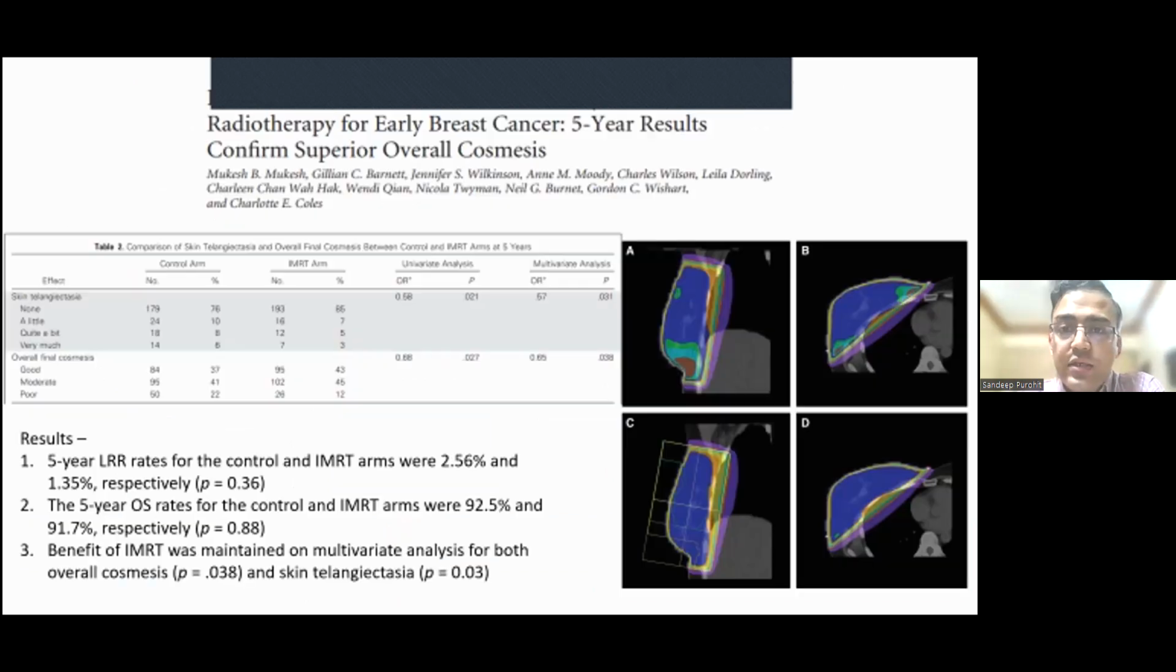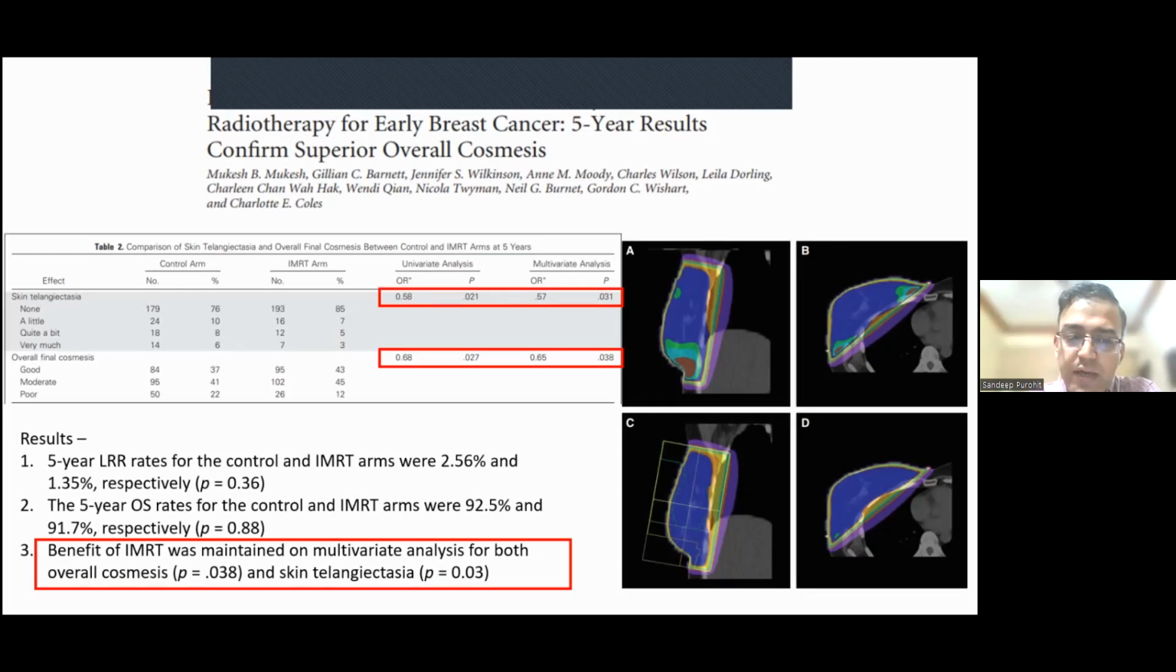This same trial, after the 5-year result, was published by Mukesh et al. The trial showed that on univariate as well as multivariate analysis, skin telangiectasia was significantly lower in the IMRT arm as compared to the 3D CRT arm. So the skin toxicities had reduced with IMRT, and the overall cosmesis was also better with IMRT. So the benefit of IMRT was maintained on multivariate as well as univariate analysis.